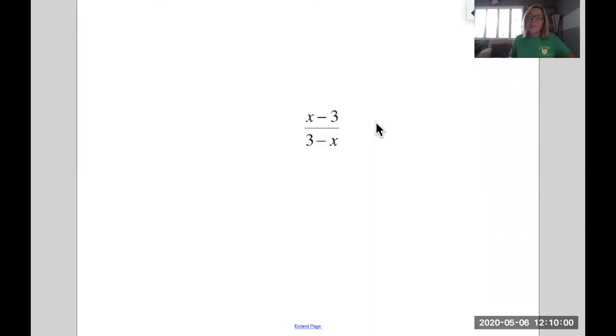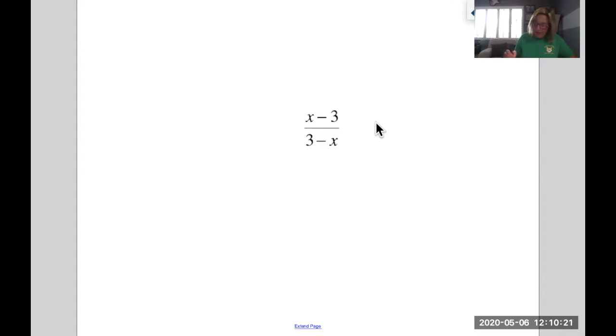So let's take a look at this one. We have a quantity of x minus 3 divided by 3 minus x. So what you can see is these are opposites. In the numerator, we have a positive x and a negative 3. In the denominator, we have a negative x and a positive 3. So what we can do here is we can factor out a negative 1 from the denominator.